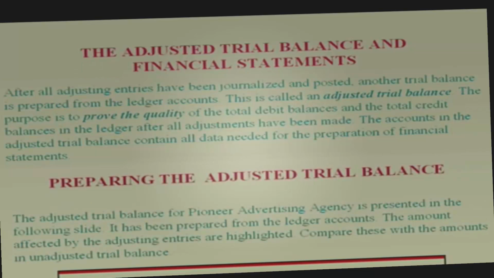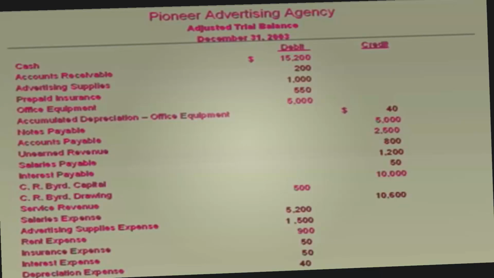I'm going to show you the adjusted trial balance for Pioneer Advertising Agency. I'm assuming you have done yours, so you can check yours with the solution, which comes now. Does it look good? Does this tally with your answer? If so, I'd like you to do an income statement, statement of owner's equity, and balance sheet. When you are done, I'd like you to restart.